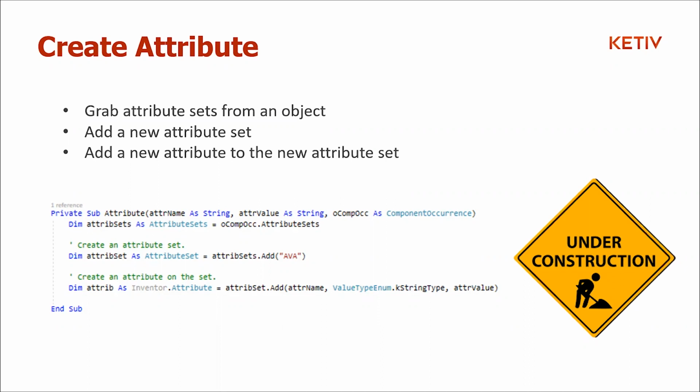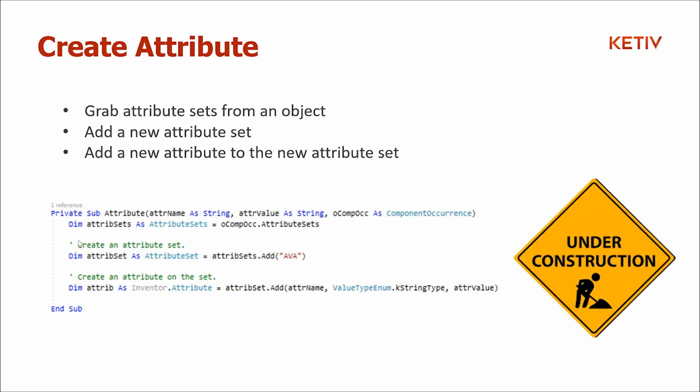Cool, good questions, everyone. Okay, so when we create the attribute, we're going to need to do three things. First, we're going to have to grab the attribute sets from an object. So we got to pick the object. Picking the object is actually just as important as what you put on that object. In this case, we're going to do a component occurrence because we want to be able to tell the different location that each occurrence is going in, and we're going to attribute it as such.